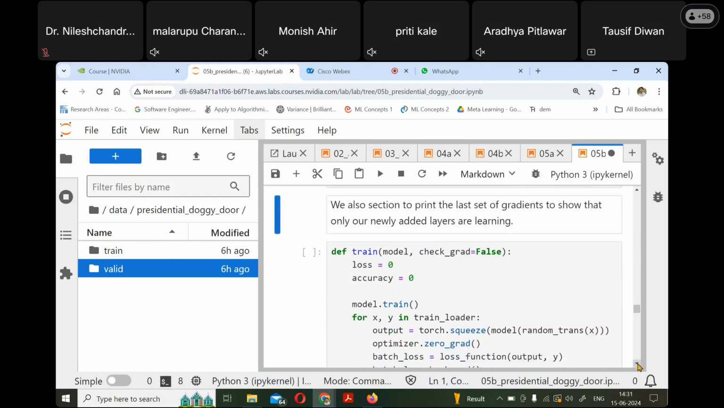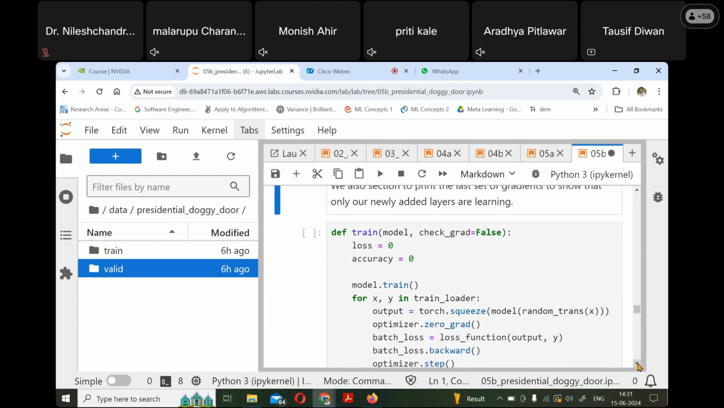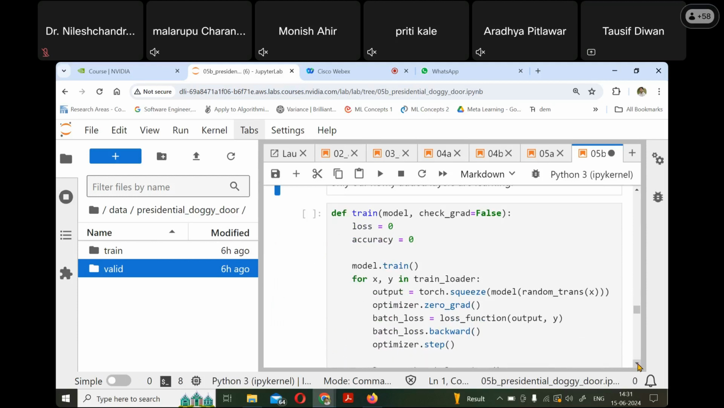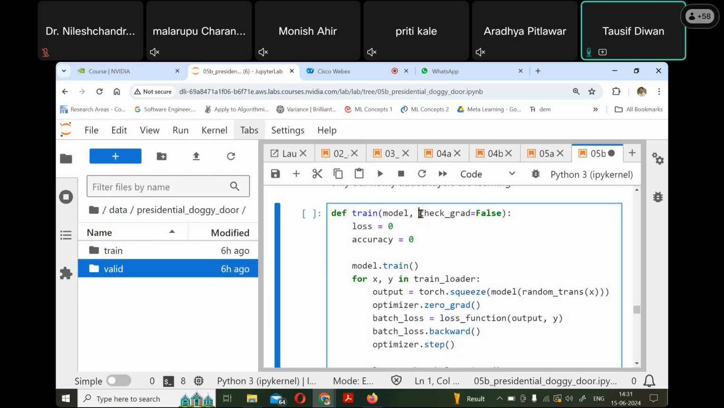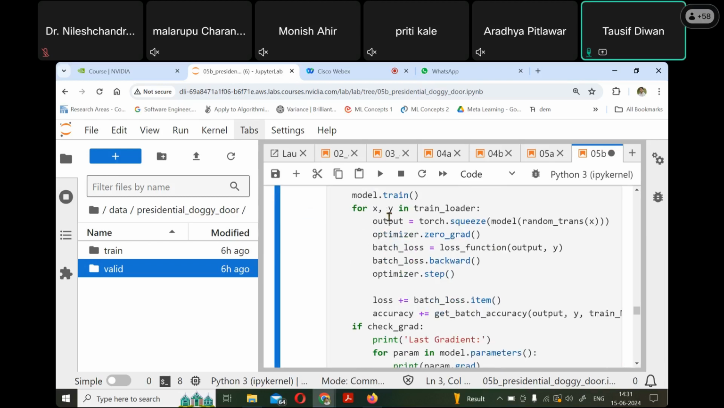Now we will write the train and validation function. Here we can see check grad is equal to false. In training, we are writing check grad is equal to false. We will see the meaning of this. It's a training method. So loss is equal to 0, accuracy is equal to 0. We are initiating the model training. Then we are loading the batches from the train loader.